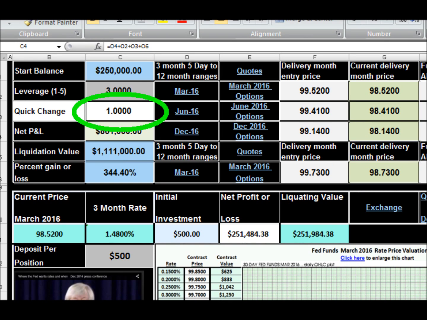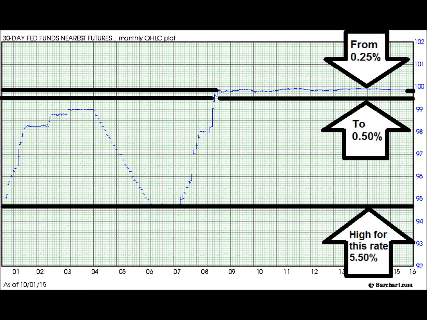Now let's knock it up a notch. I've entered a 1% increase in short-term rates on the spreadsheet. A 1% increase in short-term rates would generate an $861,000 profit on this position, bringing the $250,000 start balance up to $1,111,000, or up 344.4%.